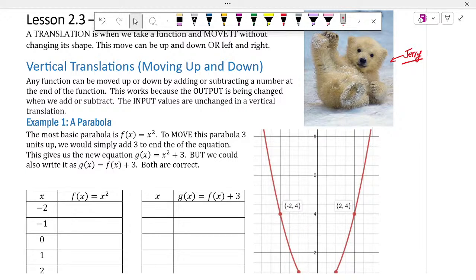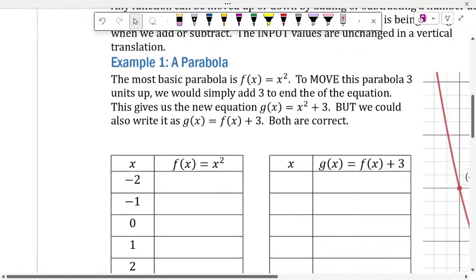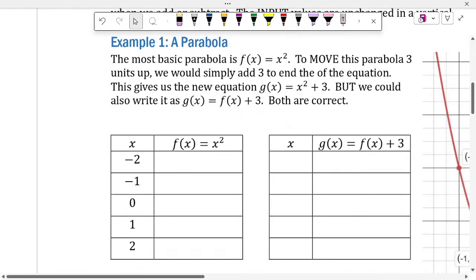Does that make sense? For a parabola, this is probably going to come really easily to you because you've worked with parabolas a lot, but we're going to try to use that as a stepping point to deal with other functions that you're not used to. All right? So if we have the most basic parabola, what's its equation?